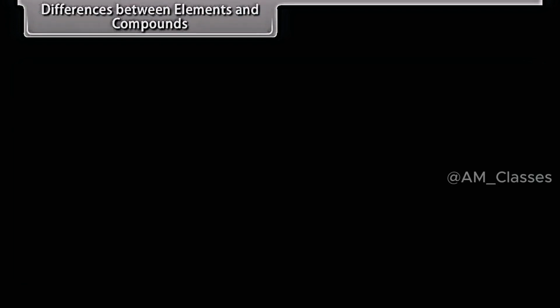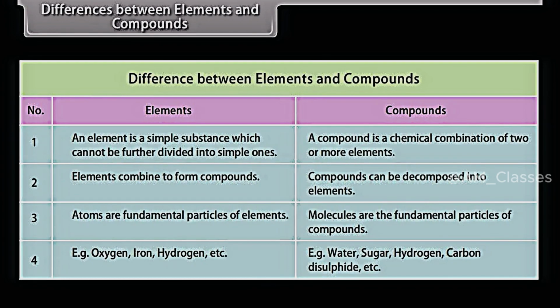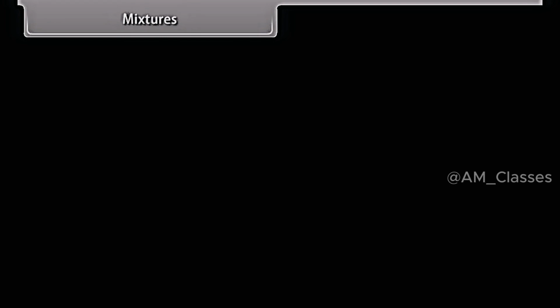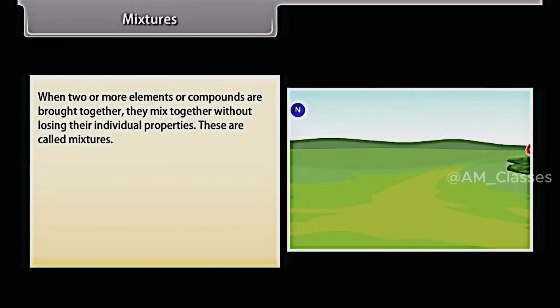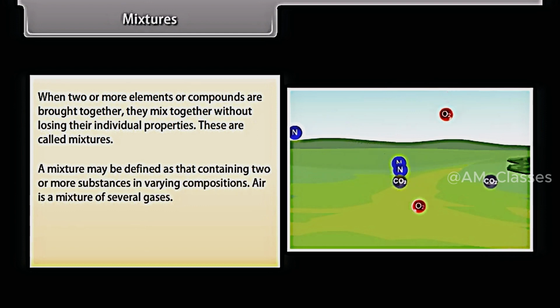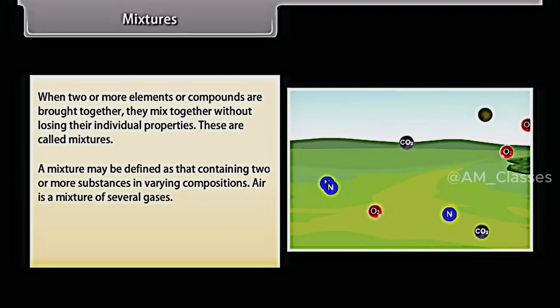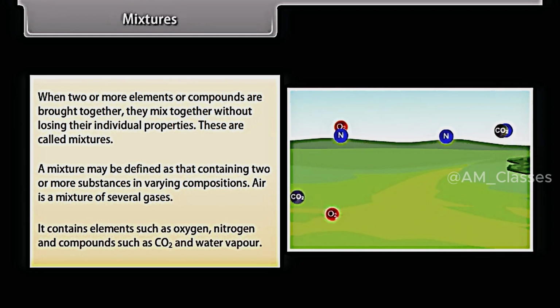Differences between elements and compounds. Mixtures. When two or more elements or compounds are brought together, they mix together without losing their individual properties. These are called mixtures. A mixture may be defined as that containing two or more substances in varying compositions. Like air is a mixture of several gases. It contains elements such as oxygen, nitrogen, and compounds such as CO2 and water vapor.